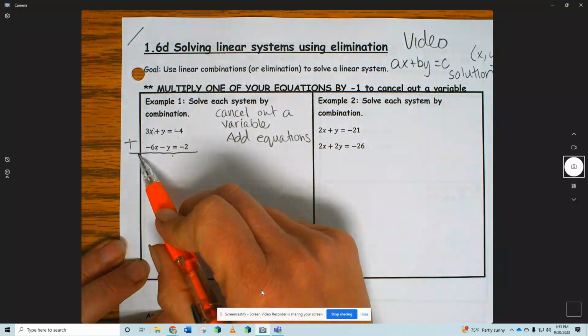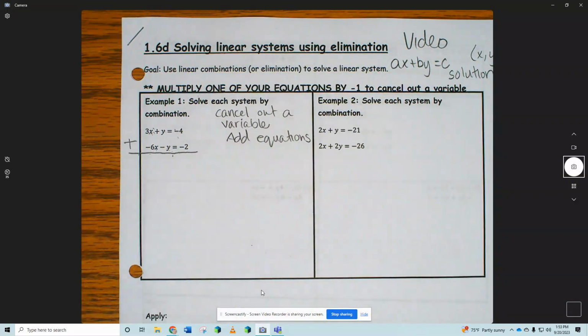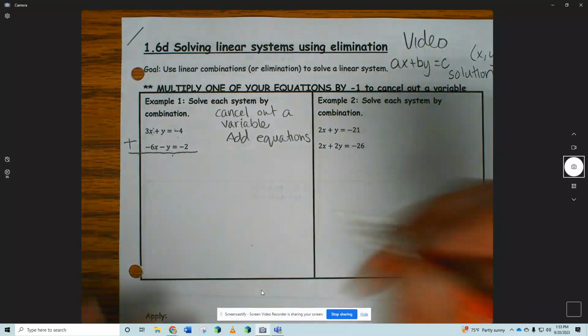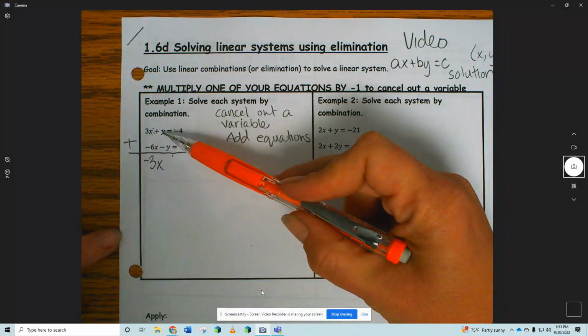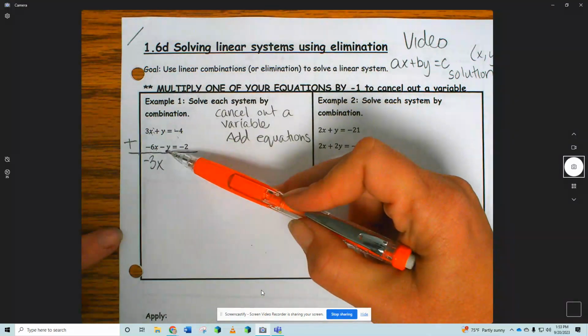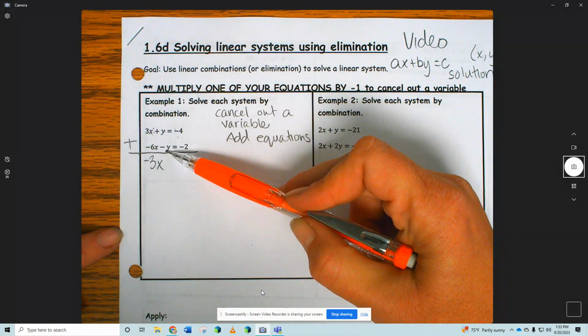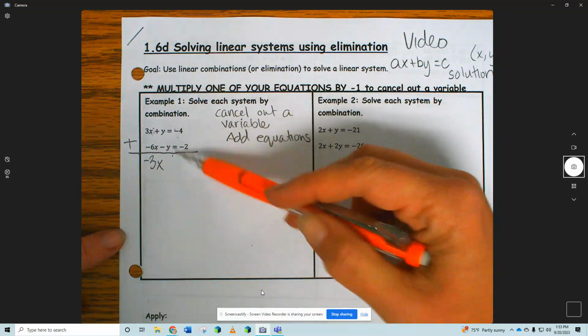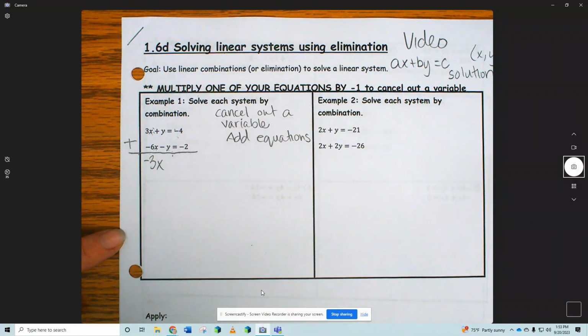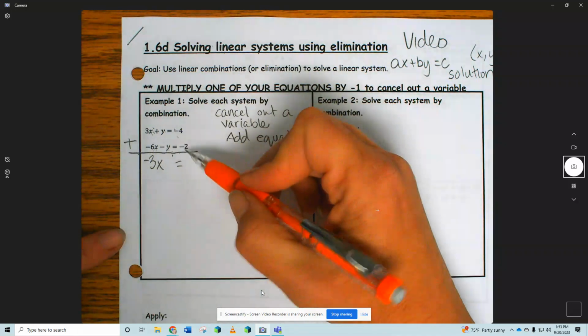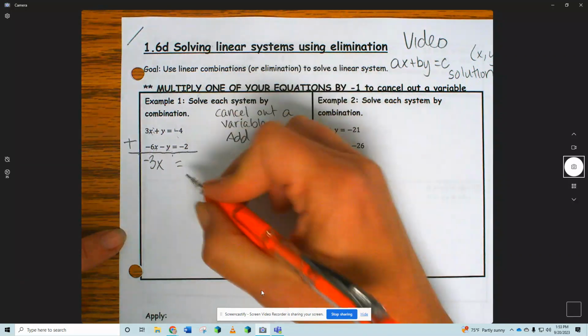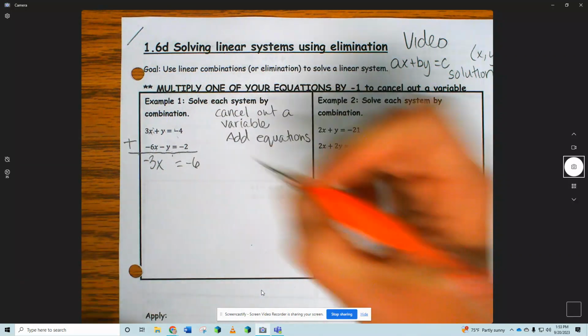3x plus -6x is what? Good. -3x. What's y plus -y? They cancel. Nothing. Don't write 0. Don't write a thing. Y is gone. I just cancel that y. -4 plus -2. Good. Now I'm going to solve for x.